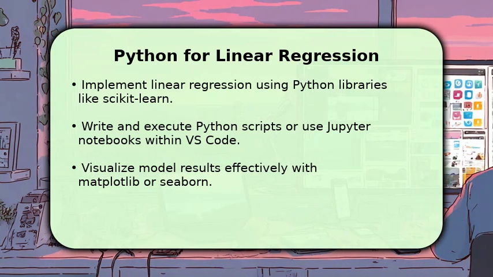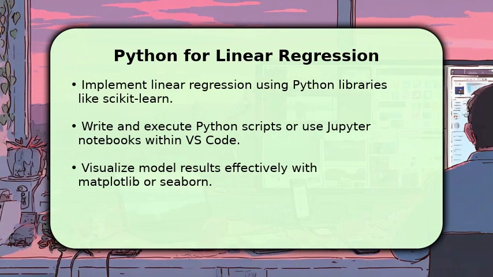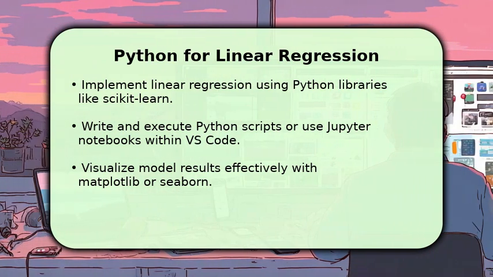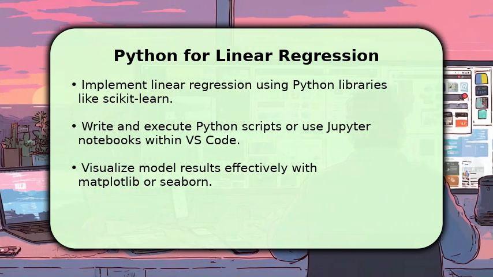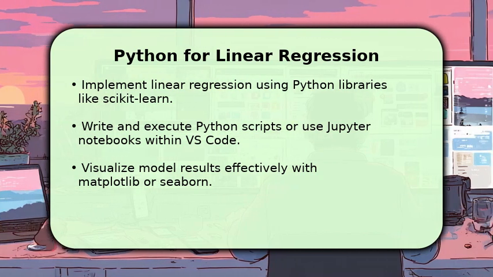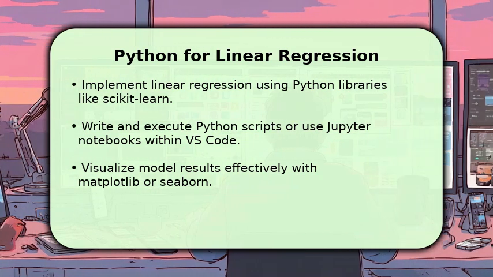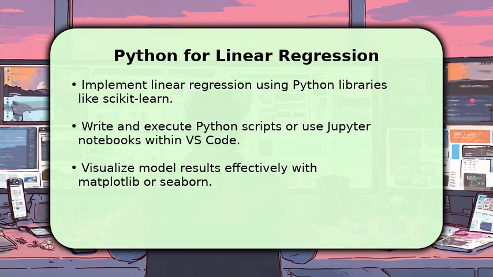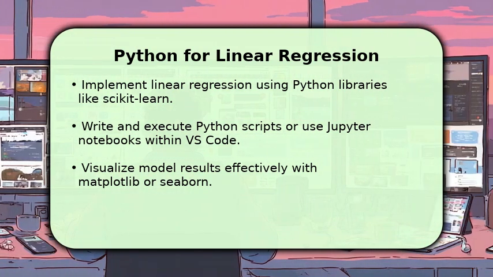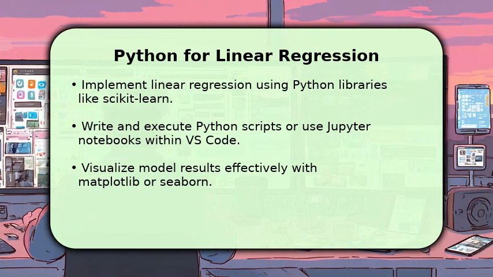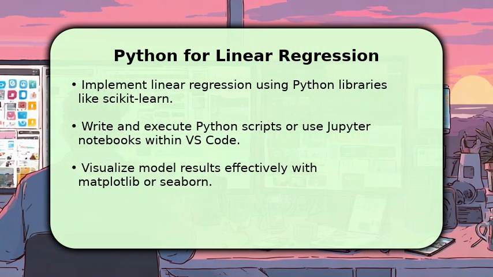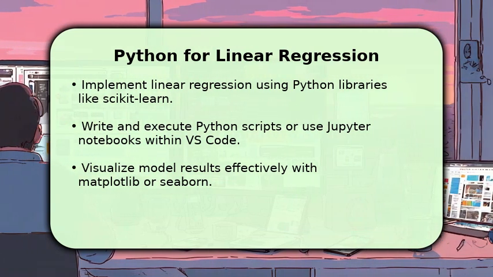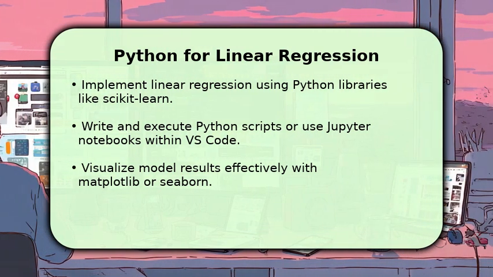Using Python, you can implement linear regression with libraries like scikit-learn, which provides robust tools for machine learning. Within VS Code, you can write your Python scripts, execute them directly, and even use Jupyter notebooks for an interactive workflow. Visualizing your model's performance is straightforward with Matplotlib or Seaborn, allowing you to plot residuals or the regression line. Python's extensive ecosystem and ease of use make it a popular choice for many data scientists.